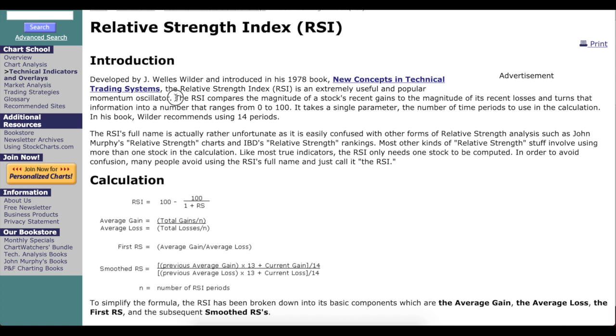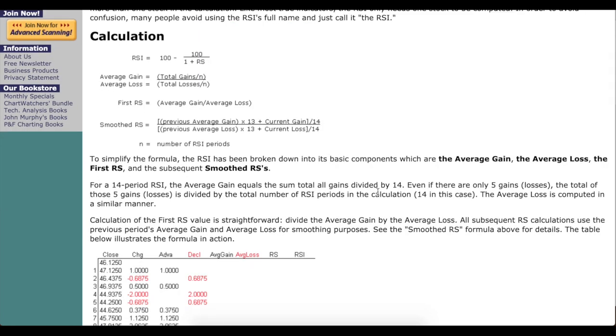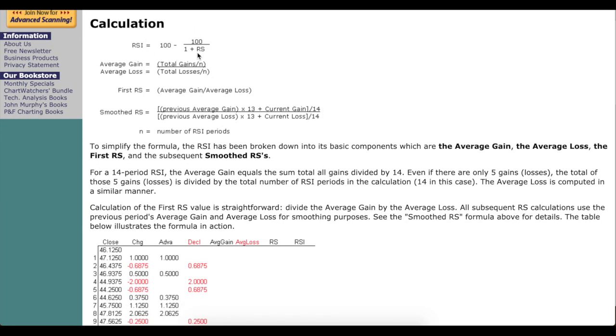Simply speaking, it compares the magnitude of the asset's recent gains to the magnitude of the asset's recent losses over a certain period of time, and makes it in the range of 0 to 100, something like a percentage, right? For the calculation, it may sound a bit complicated. So here is the formula. It is made with 100 in such a form, so the result will be between 0 and 100. And the main part is this, RS. So RS is the ratio between the average gain and average loss. And basically this is the gist of RSI.